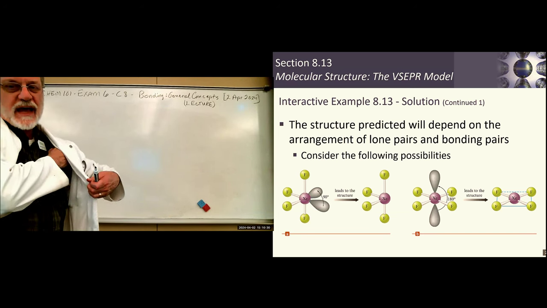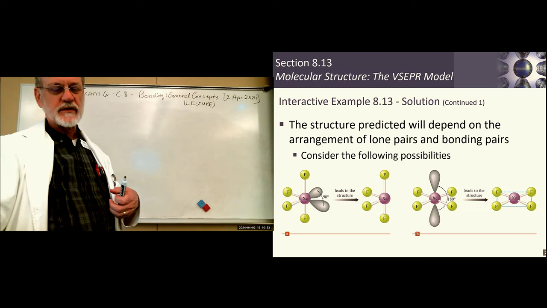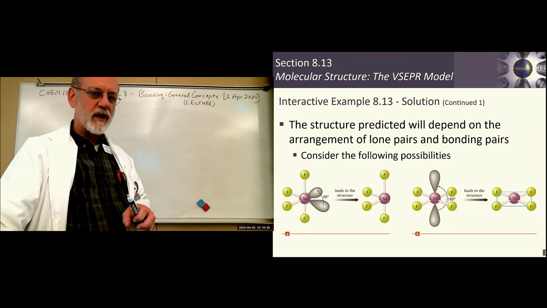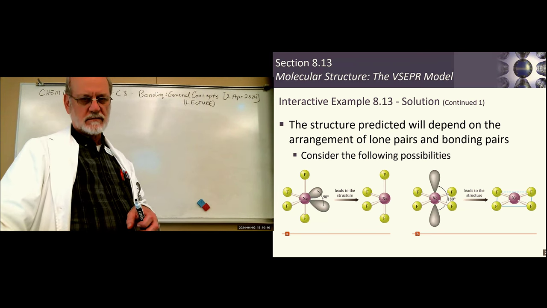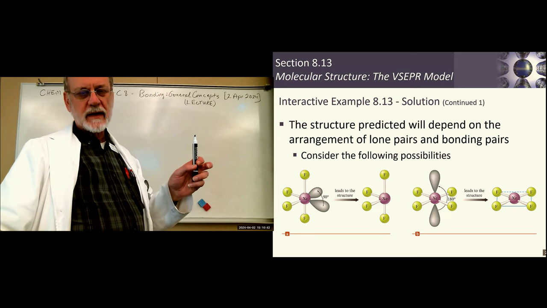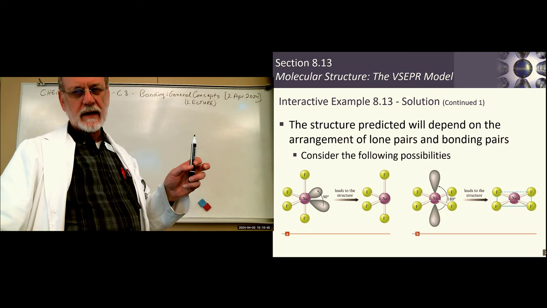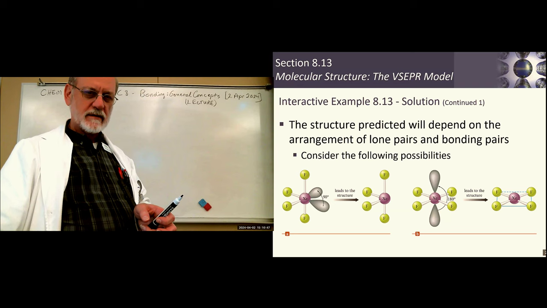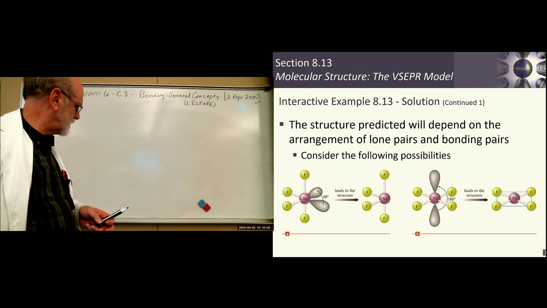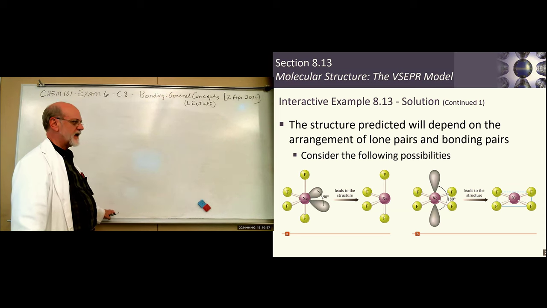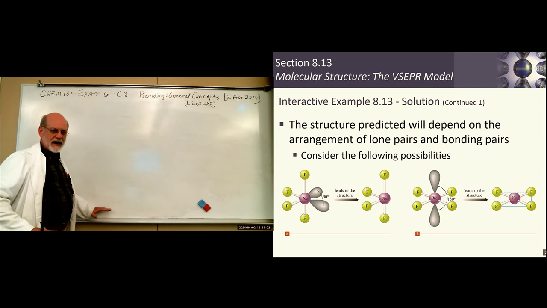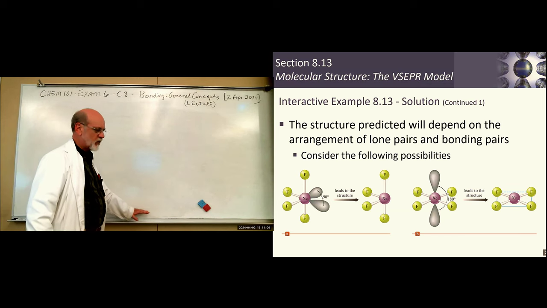Now, what this slide does, it proposes the difference. If we put those two lone pairs on the square, then we get a seesaw. Did I do that? No, I only did that when... Okay. So my octahedral part of the table is wrong.